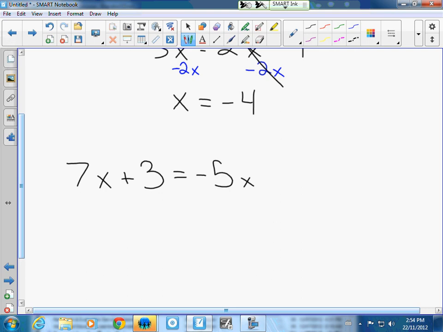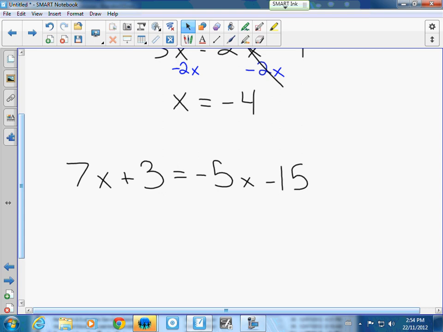By the way, it doesn't make any difference whether you move the x's to the left or move them to the right. But most people like it when the x is on the left. They like the variable something equal to something else, but it doesn't make any difference. You'll find out in a minute. Okay? So 7x plus 3 equals negative 5x minus 15. I want you to solve for x.